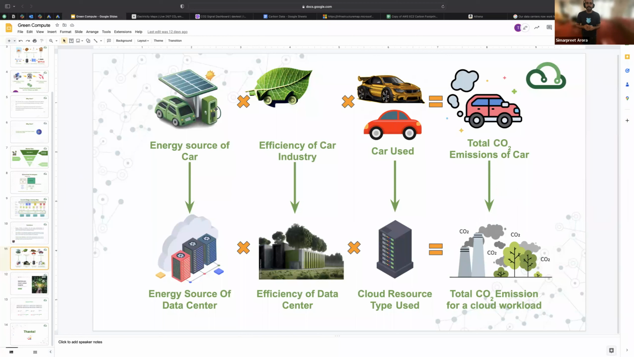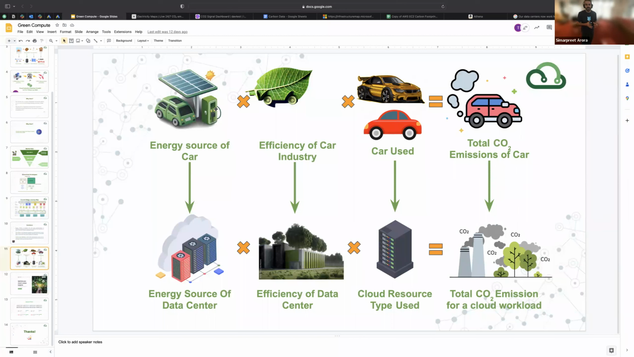The second is the efficiency of the car industry. How efficient have cars become in converting energy into locomotive power? Similarly, how efficient are our data centers, deployed in different regions, at converting the power input into useful power? The third is the car used, whether you're using a high powered car or a low powered car, and similarly, the cloud SKUs used, whether you are using a 16x machine or a 2x machine.